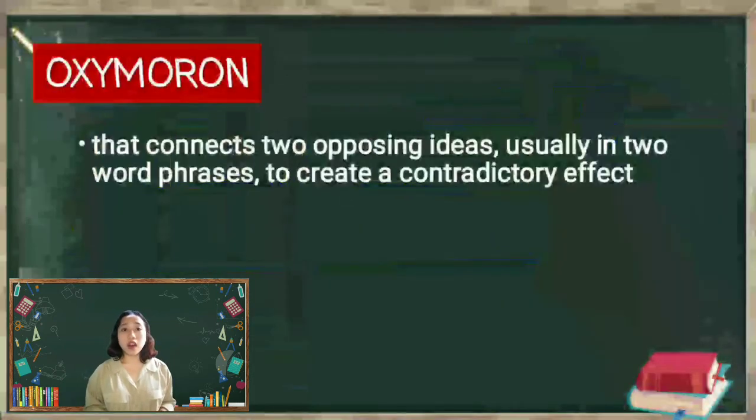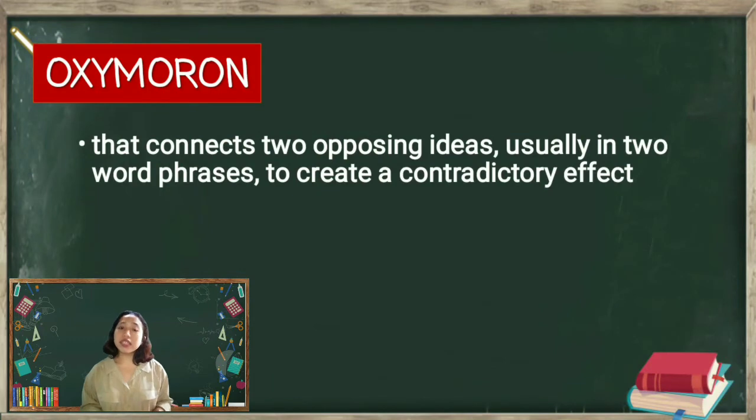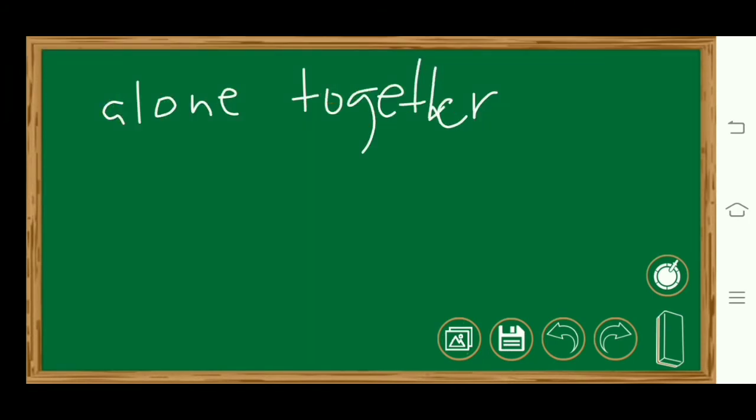Now we have oxymoron. Oxymoron is a figure of speech that connects two opposing ideas, usually in two-word phrases, to create a contradictory effect. For example, alone together. Now class, why do you think this is an oxymoron? Because alone and together are two opposite words.